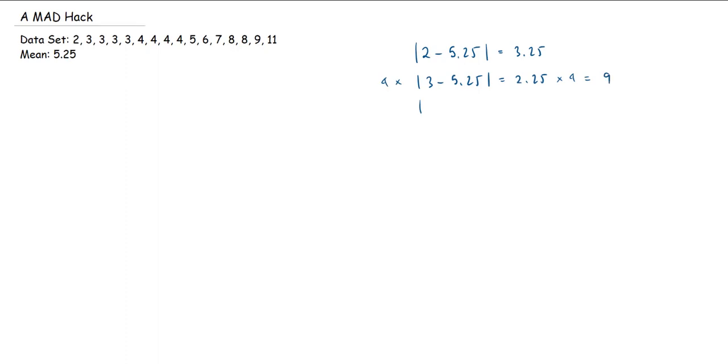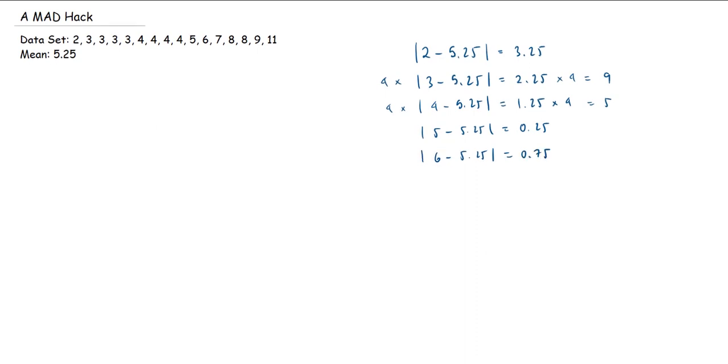Okay, and then there's 4 4s, so I'll have 4 copies of 4 minus 5.25, and the distance between 4 and 5.25 is 1.25. 4 times 1 is 4, plus another 1 is 5. Then we have 5 minus 5.25. Absolute value, that's going to be 0.25. And we keep going. 6 minus 5.25, okay, that's now going to be 0.75.